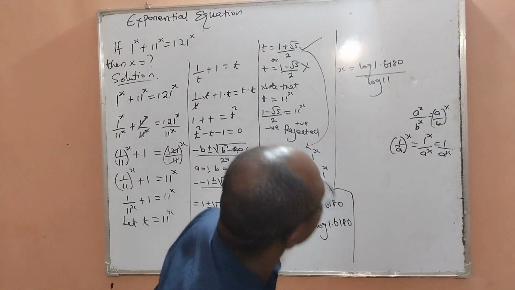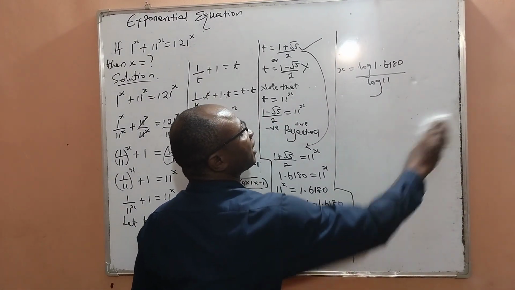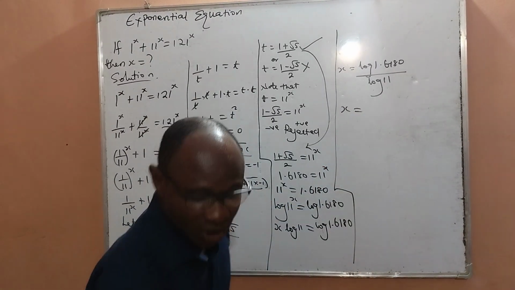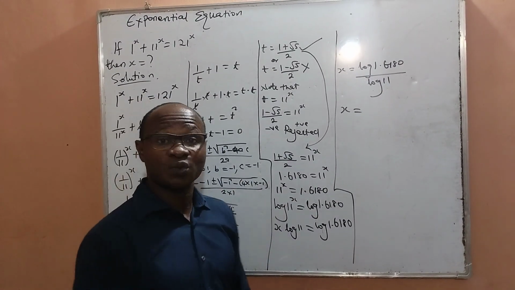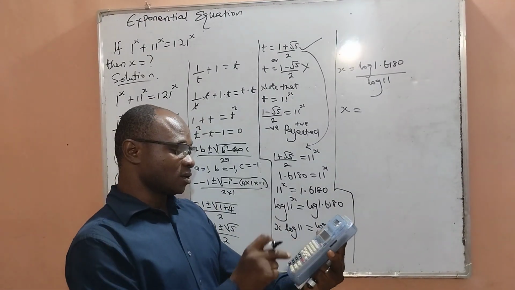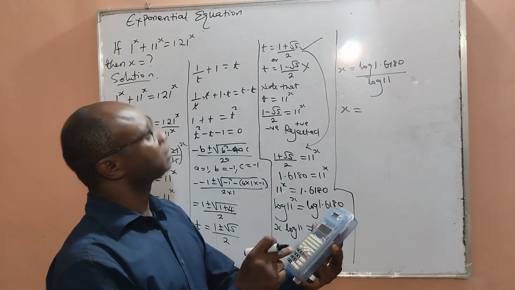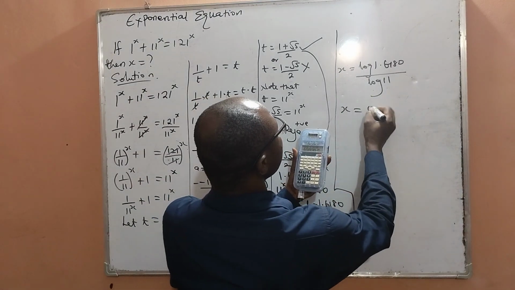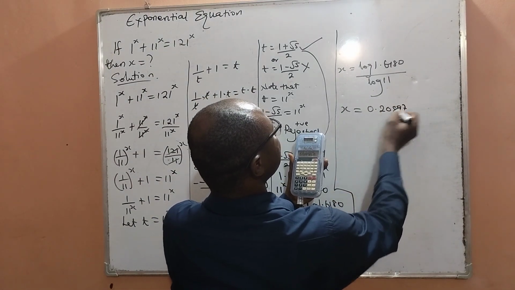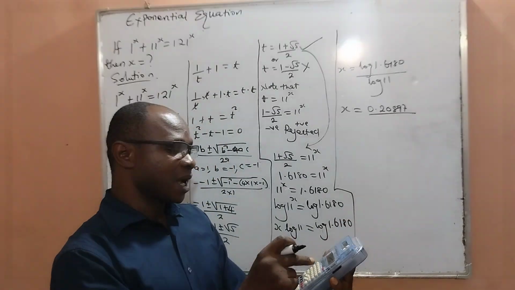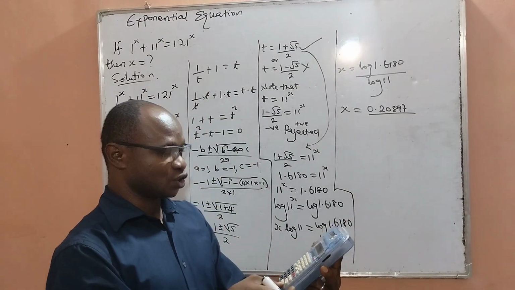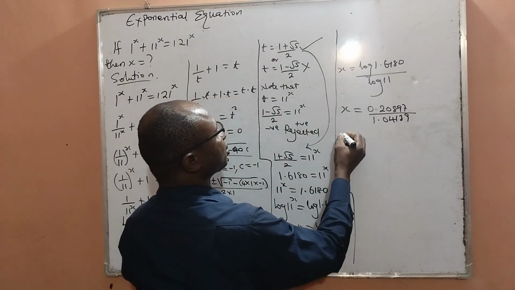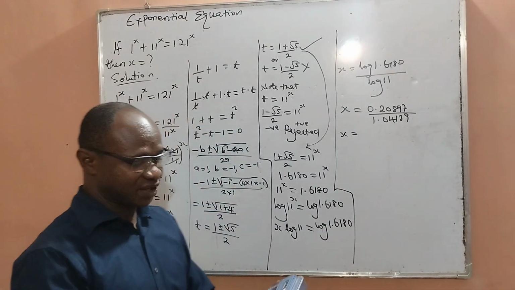What does that mean? It means that I am dividing both sides by log 11. So I will have x equal to log 1.6180 divided by log 11. We find the log of 1.6180, and that is going to give me 0.20897, divided by log 11. And log 11 is going to be 1.04139.